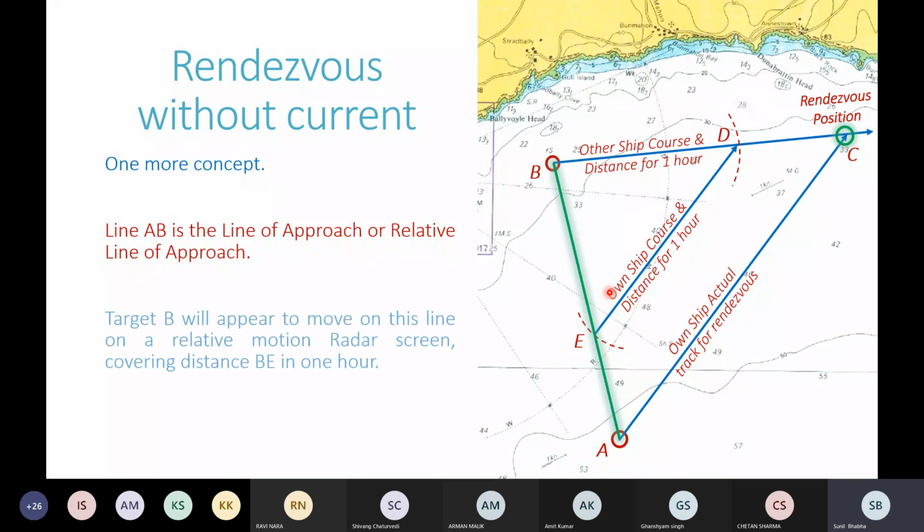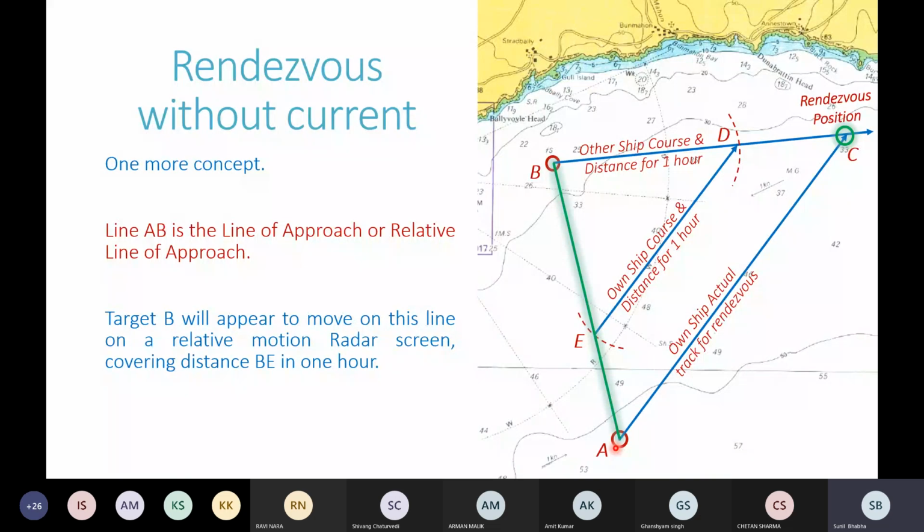Now, what do we mean by this? What I mean is that if you are looking at this target on a radar which is on relative motion, you will see this target moving on the radar screen along this particular line, Bravo to Alpha, and ultimately it will meet with your ship when both of you reach point C. So this Bravo to Alpha is the line of approach, or the relative line of approach, of the target ship towards you.